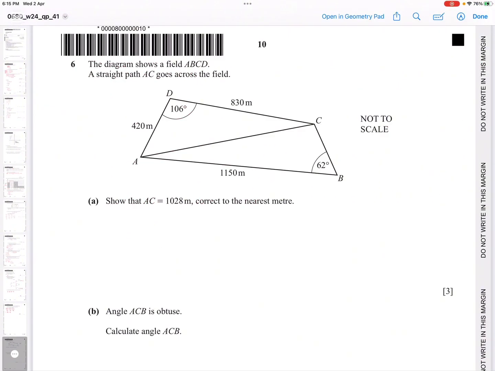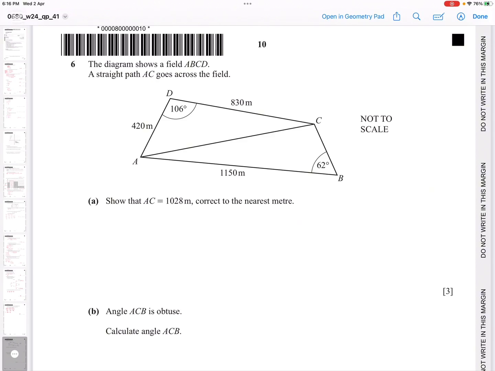In question number 6, the diagram shows a field ABCD. A straight path AC goes across the field. In part A, it says, show that AC is equal to 1028 meters, correct to the nearest meter. In triangle ADC, one angle and two sides are given, so it is an included angle triangle. To find length AC, we will use the cosine rule.